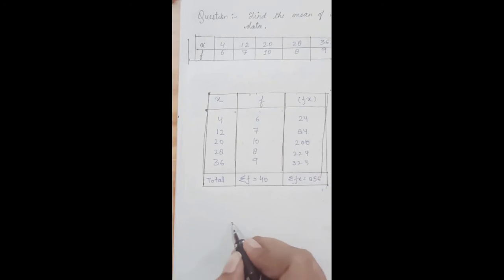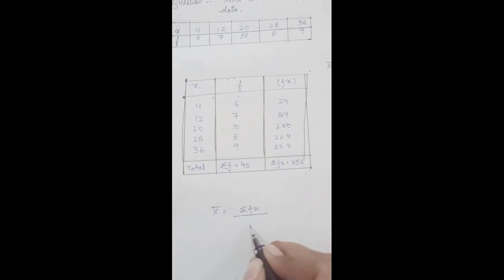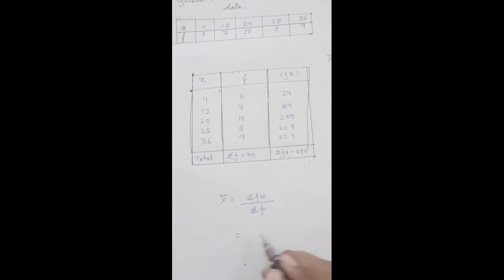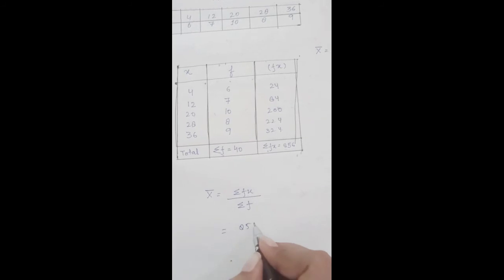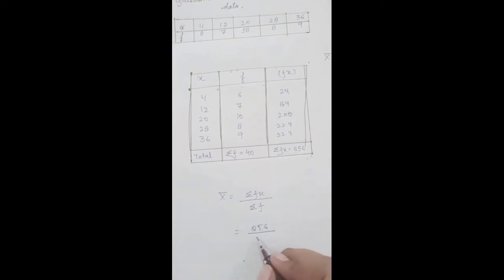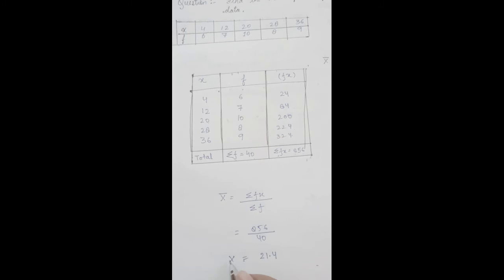Now the final step is to calculate the mean. So we know the formula, sigma fx divided by sigma f. Sigma fx is 856 and sigma f is 40. So on dividing, you get the answer 21.4. This is your mean.